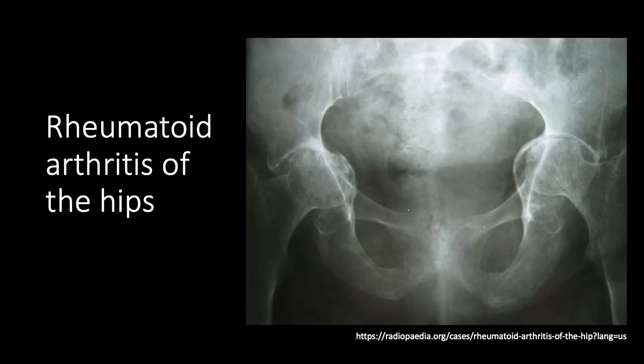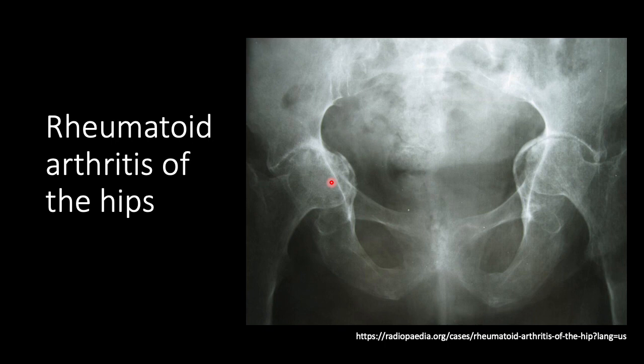Here's a radiograph of the pelvis showing rheumatoid arthritis of the hips. Note how both femoral heads have migrated in the axial direction with fairly concentric joint space narrowing. Now, in your mind, compare that to the superior migration of the femoral head and the asymmetrical distribution that we saw in osteoarthritis earlier in the presentation.